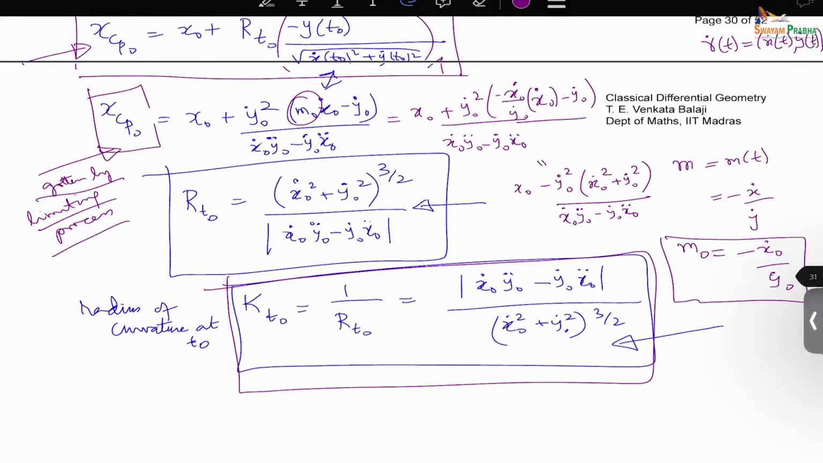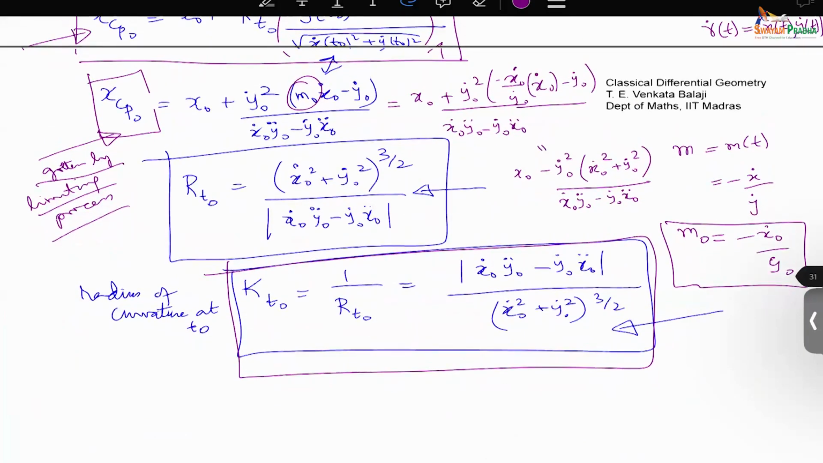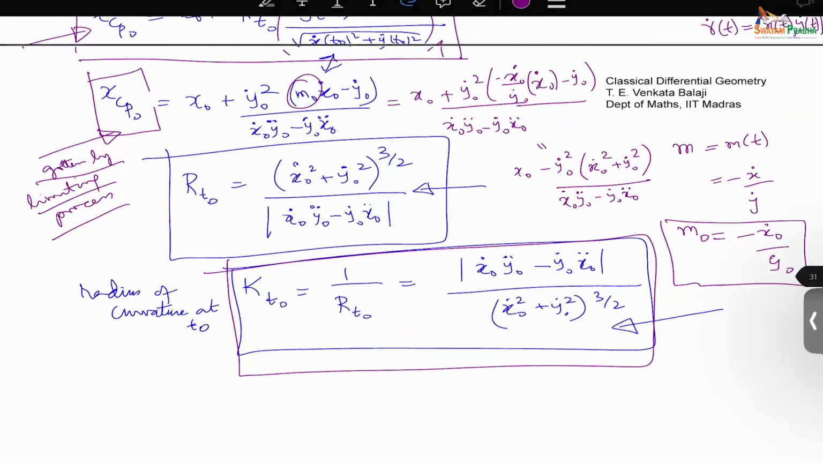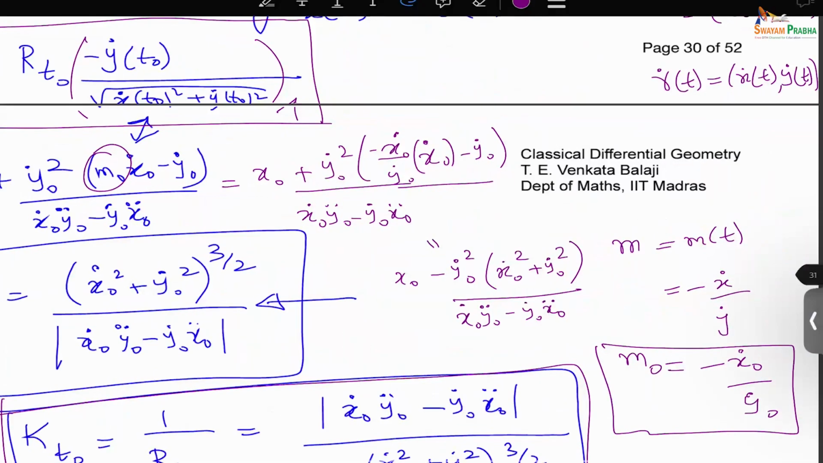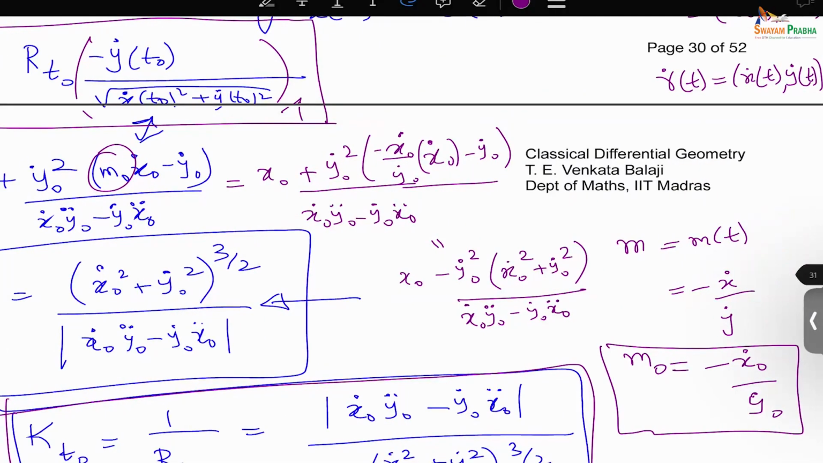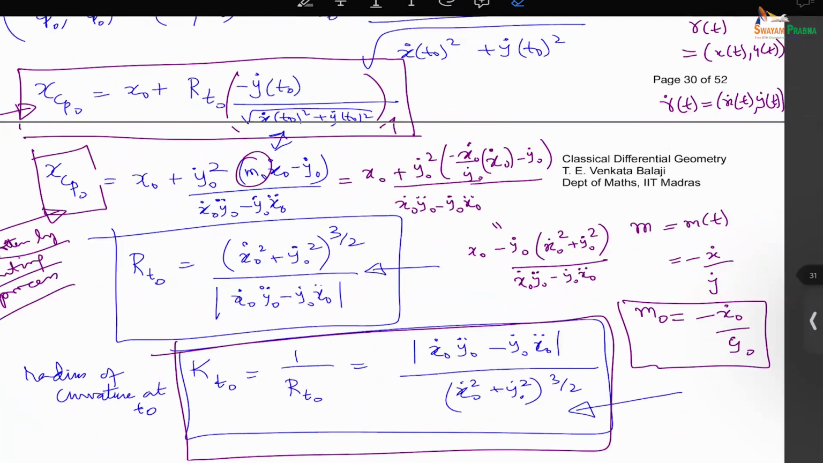Similarly, if you write out the... I see I have to cancel out one y naught dot. Yes, there is a y naught dot that I have to cancel out. So let me do that. That goes away, and this is what I get. Let me write it again here.